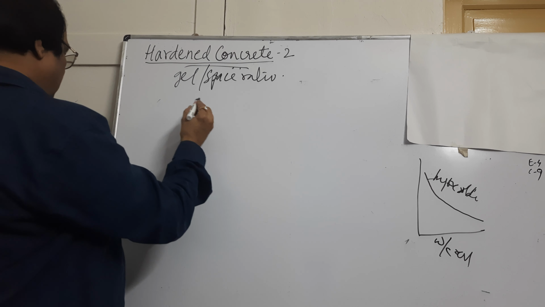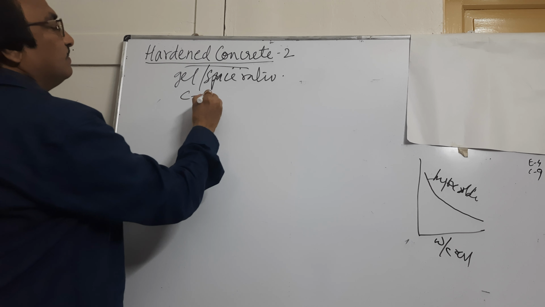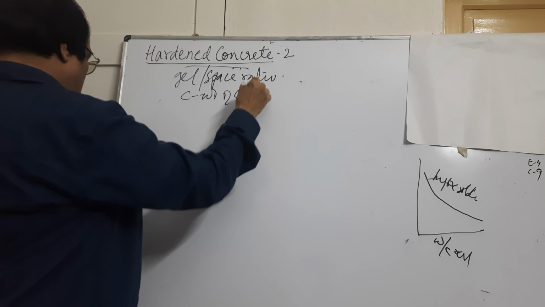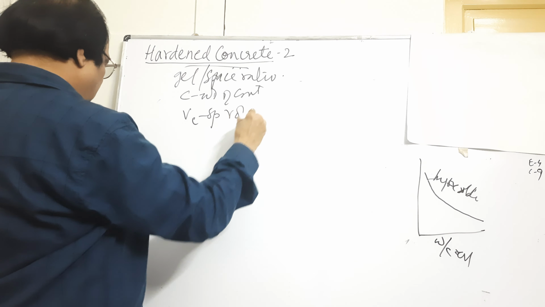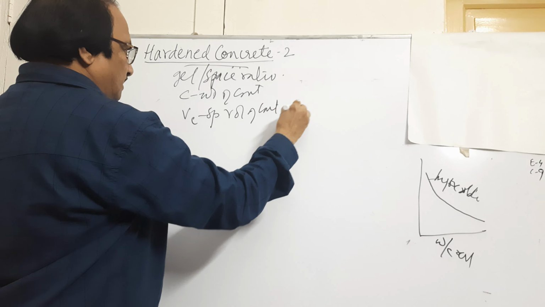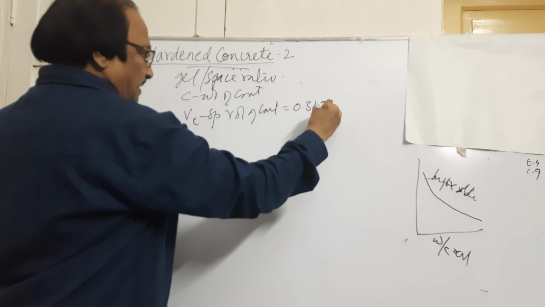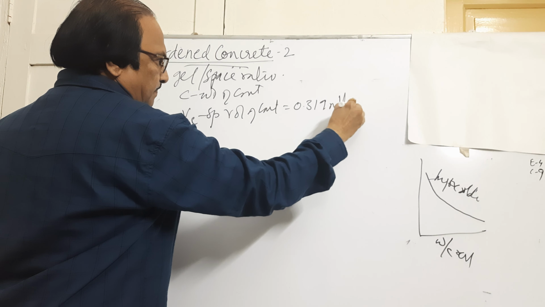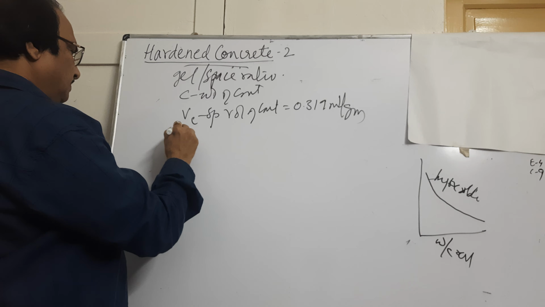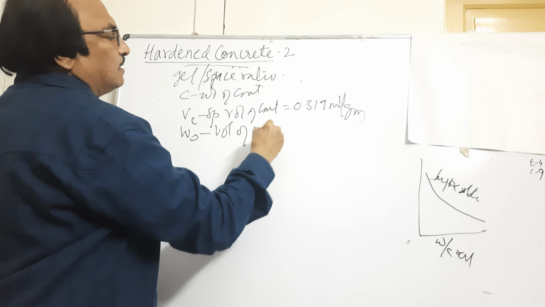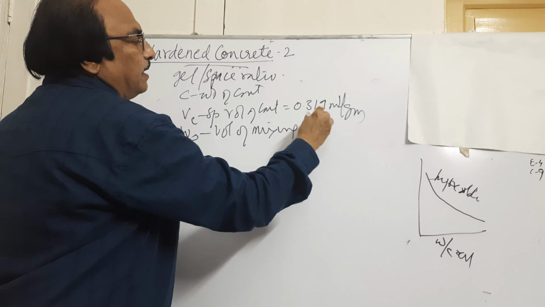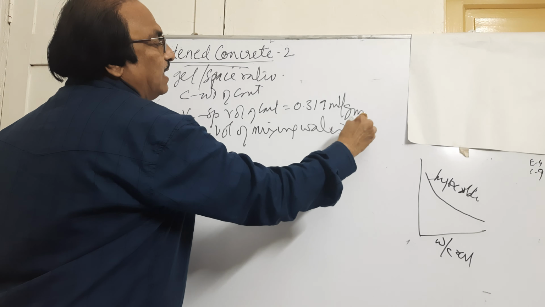So here, if C is the weight of cement, Vc is the specific volume of cement. This is nothing but 0.319 ml per gram. W naught is the volume of mixing water in ml.